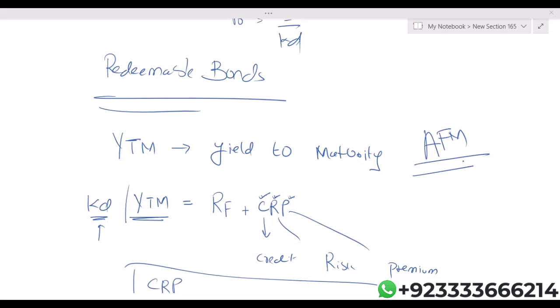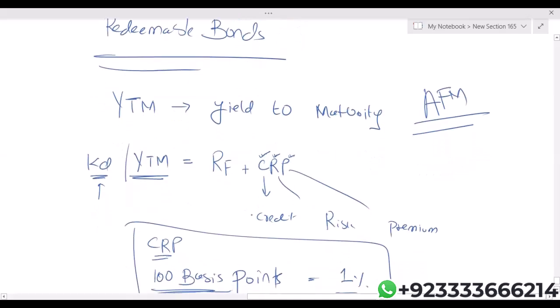I was just explaining that call option is a language. The meaning of call option is right to buy, put option means right to sell. Right now it has nothing to do with this topic. I was just explaining one point, that CRP is given in basis points. 100 basis points are equal to 1%. I was just giving that example.